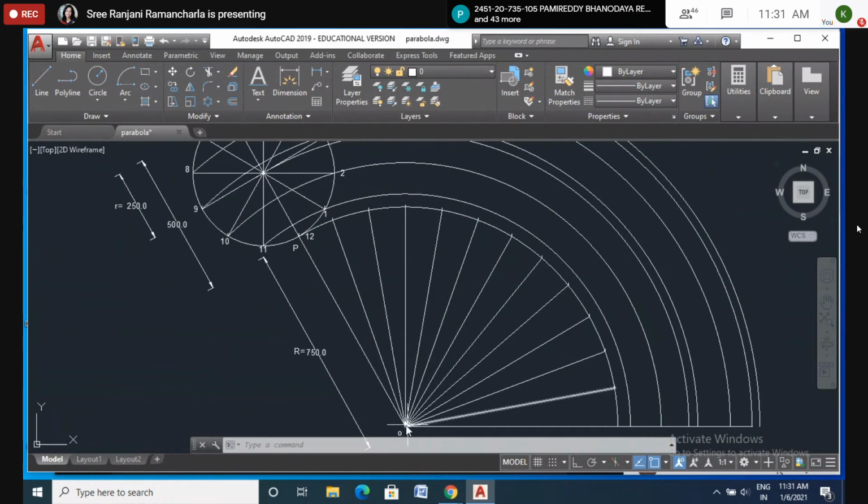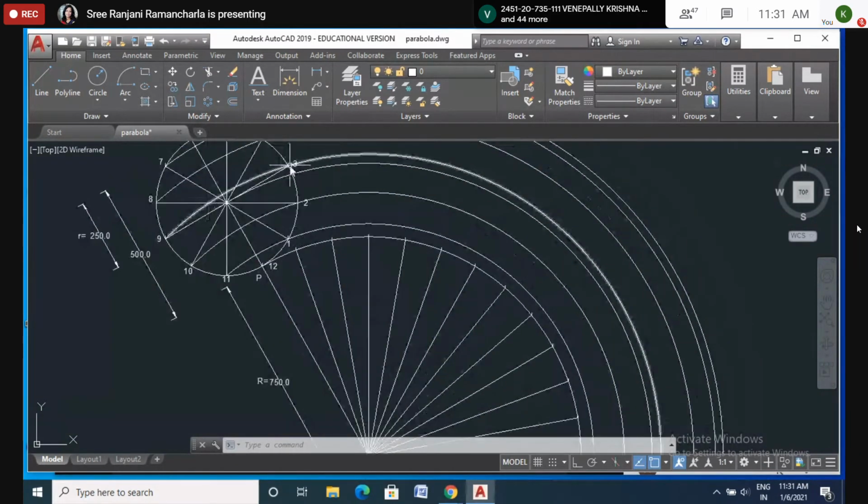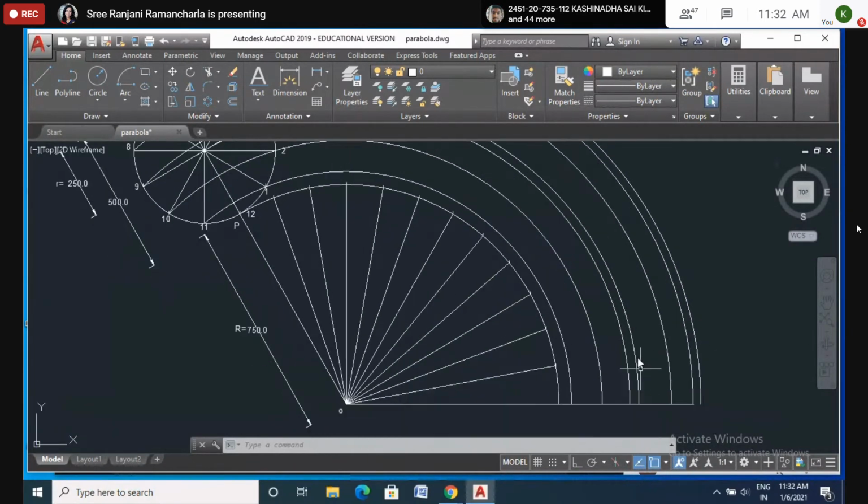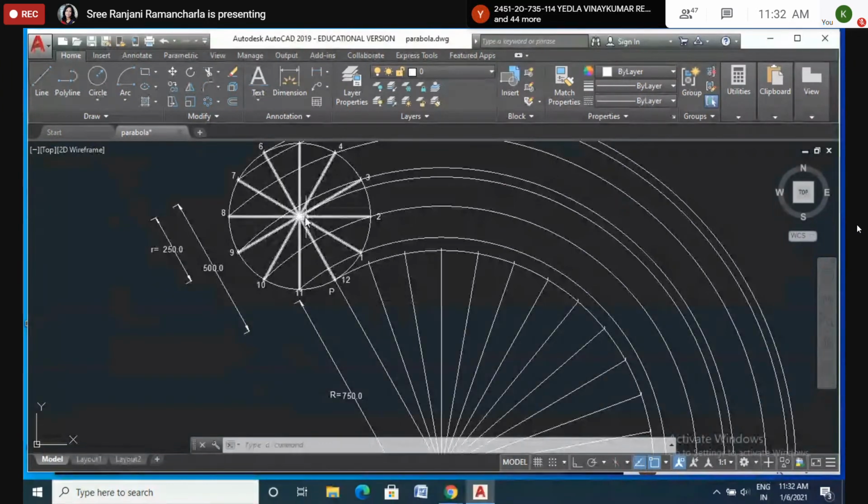Similarly, with 0 as center, measure 0 to 9 as a radius. Now draw the curve. When you are drawing the curve, automatically it will pass through point 3. Then extend till here. So like that. And here one more point we will get.